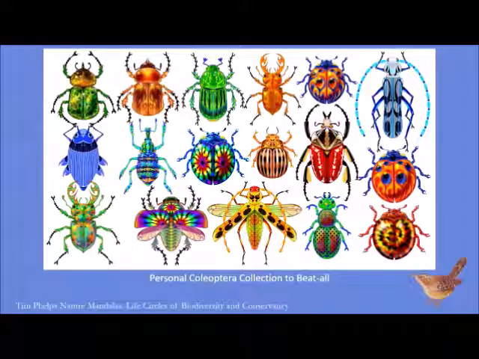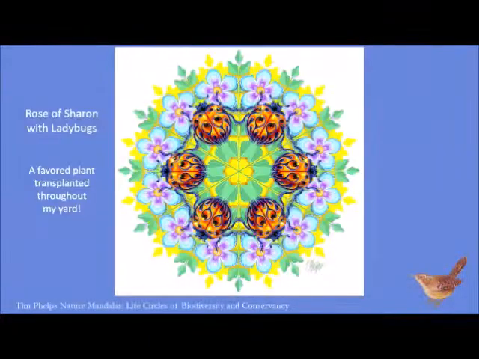So this is my personal beetle collection, to beat all. A lot of different kinds of beetles in there. And I grow Rose of Sharon anytime I can in my yard. In the springtime when the stalks come up, over the years I've collected them, put them in pots, transplanted them all over my yard. And so in summertime is when all the blossoms come. I'm a very happy person.